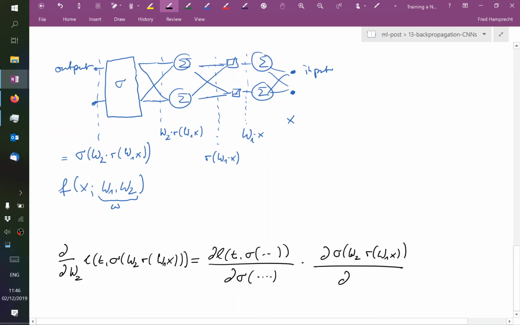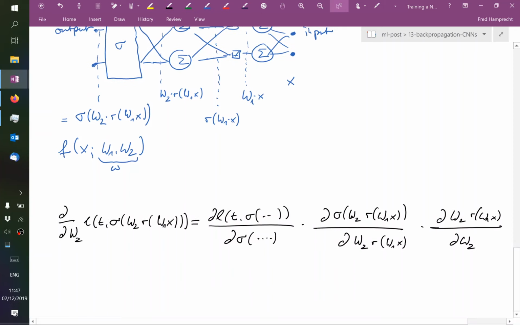How is that a function of the input of the softmax here? And then I can ask, how does that depend on W2? So this is just a recursive application of the chain rule here.